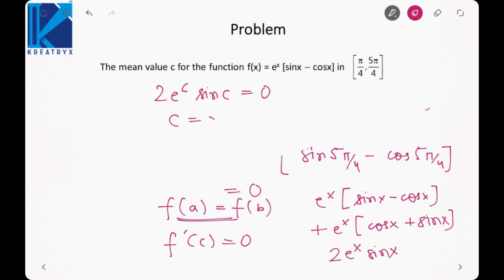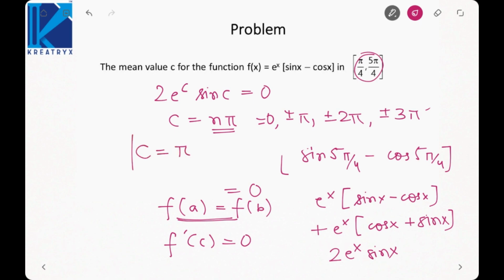Due to which c can have all the possible values, that is n pi. That is, it can be plus minus pi, plus minus 2 pi, plus minus 3 pi, as well as 0. But we have the condition that c will lie between these two points. And out of all these points, only c equal to pi lies between pi by 4 and 5 pi by 4. So that is my answer. Okay. So you may get multiple points, but you always have to check at what point it is lying between the upper and the lower limit.